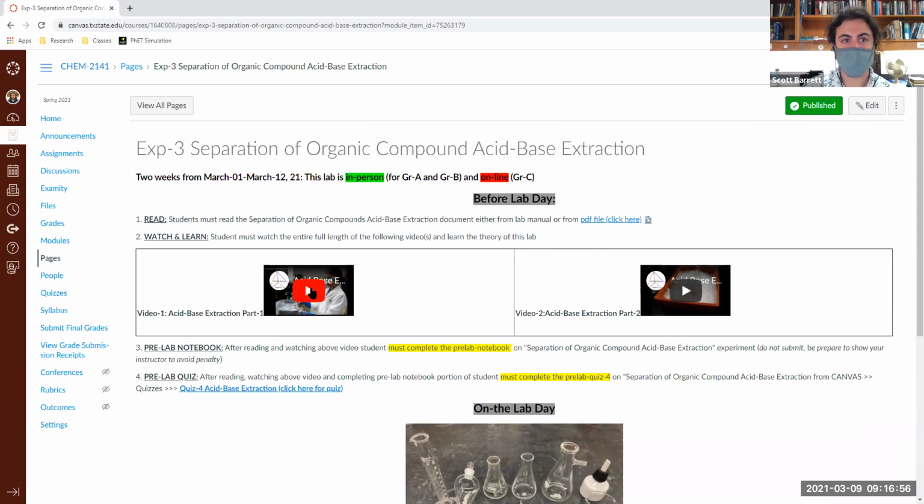I'd greatly advise, especially this week, and really every week, to watch the video so you can get a visual representation. But especially for this lesson, it'll be critical for you to see the physical action of doing an acid-base extraction on certain compounds.